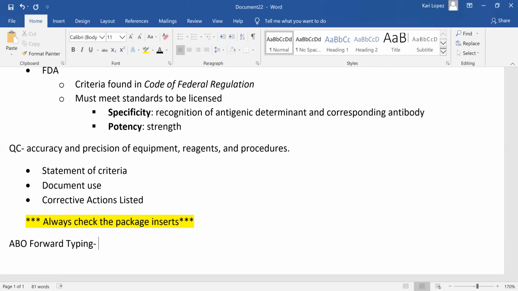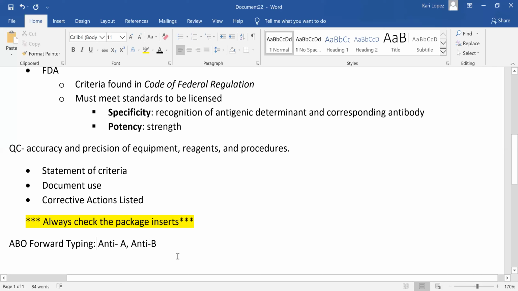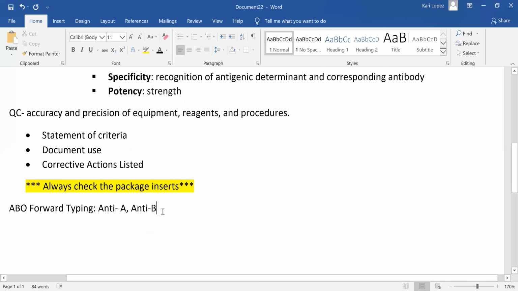Now, what reagents are you using for forward typing? That's going to be your anti-A or anti-B. So you know you're using anti-sera because you're looking for an unknown antigen. So you're looking for the antigen that is on the patient or donor red blood cells. The opposite of your unknown antigen is going to be a known antibody, which is your reagent anti-sera. And if you find that confusing at all, you can check out the ABO video as well.